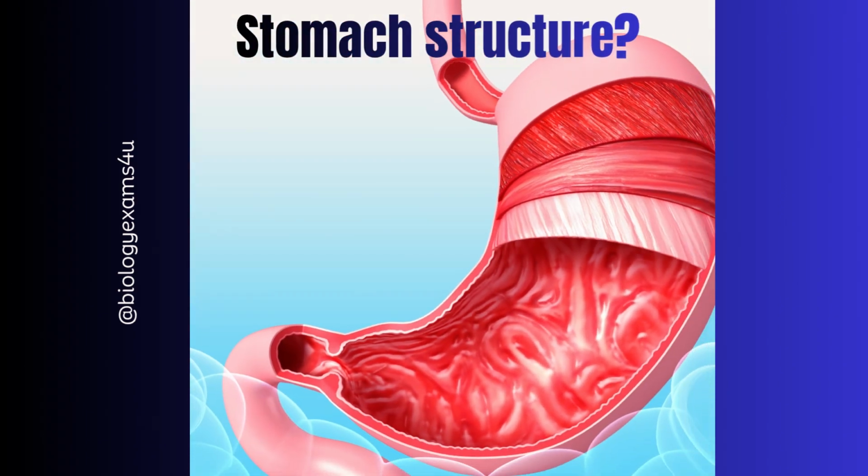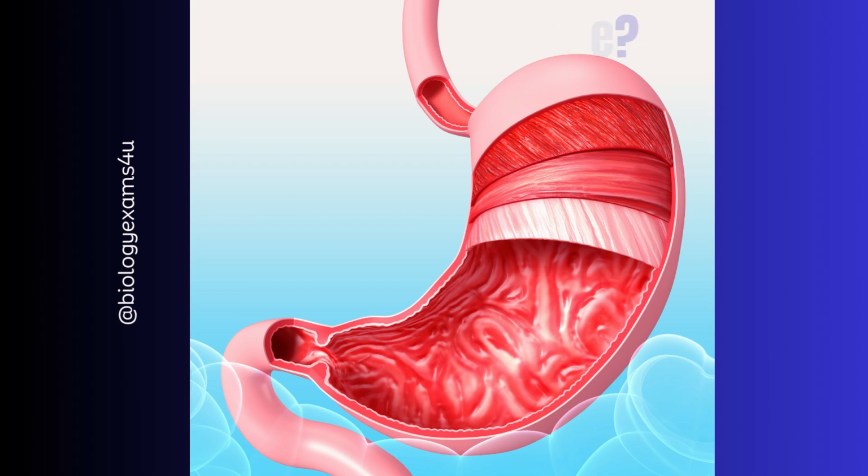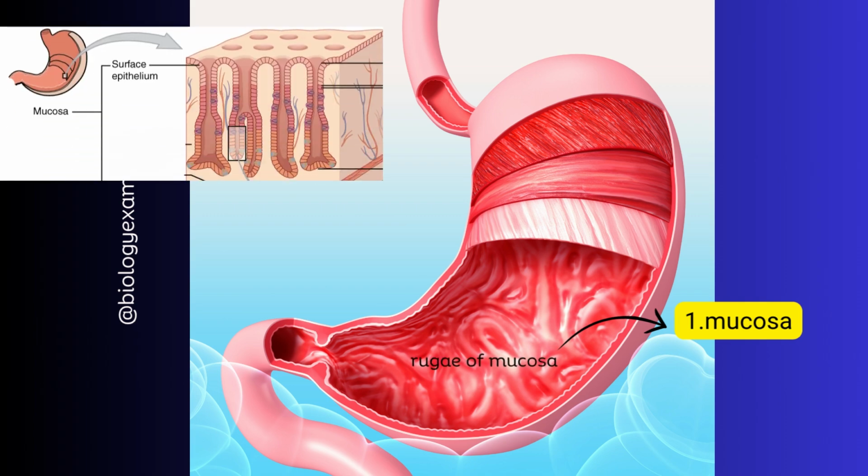Now, the structure of the stomach. Our stomach has several layers of muscle and other tissues. Mucosa is your stomach's inner lining. When your stomach is empty, the mucosa has small ridges, rugae. When your stomach is full, the mucosa expands and the ridges flatten.